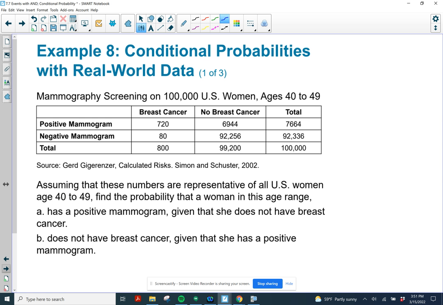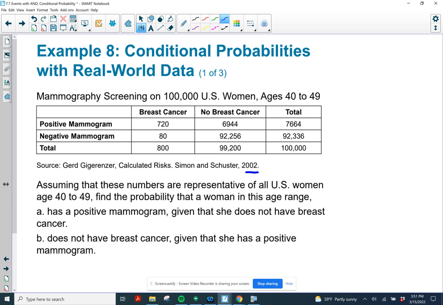Okay. A couple of examples with a table. Example 8, conditional probabilities with real-world data. This is actual data that was gathered in 2002: mammography screening in 100,000 U.S. women ages 40 to 49. It's a two-way table. It shows positive mammograms and negative mammograms, and breast cancer and no breast cancer, out of those 100,000 women. So we've classified our data two ways.